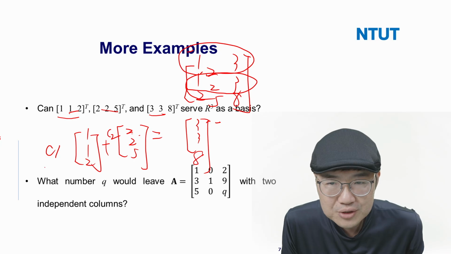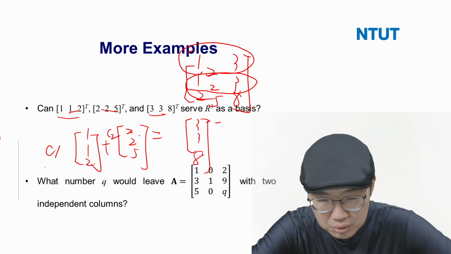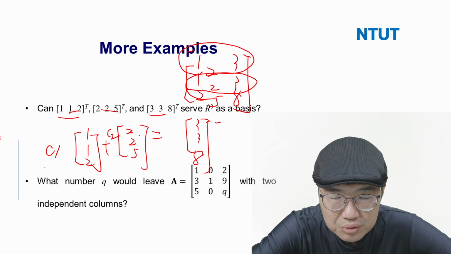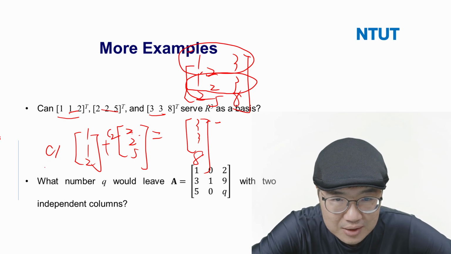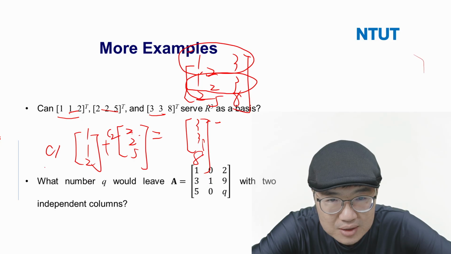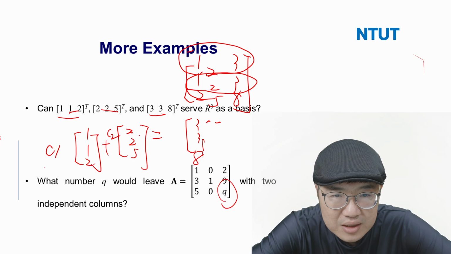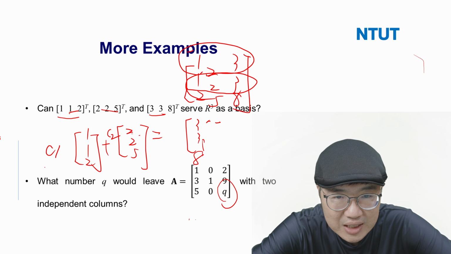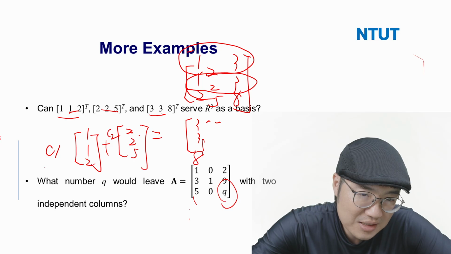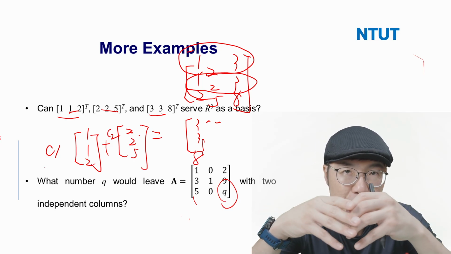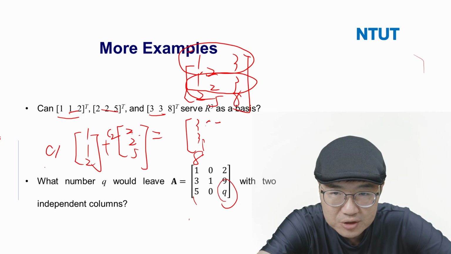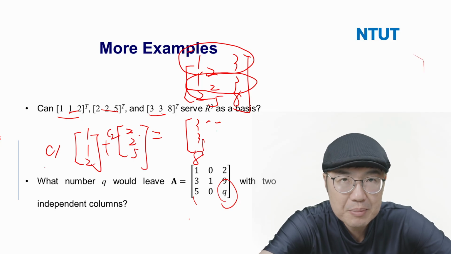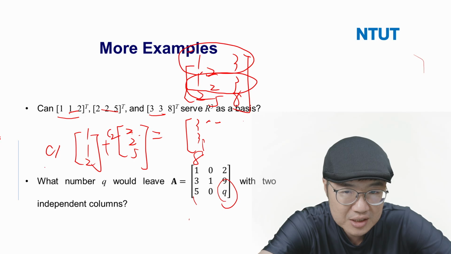Similarly, for the last question here, what number Q would make A have two independent columns? It needs independent columns, right? So what Q here would make it independent? Can we do this fast, or should we use Gaussian elimination and finally check the last entries after some manipulation? First of all, the number of independent columns must be the number of independent rows.